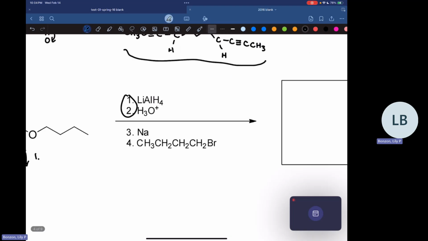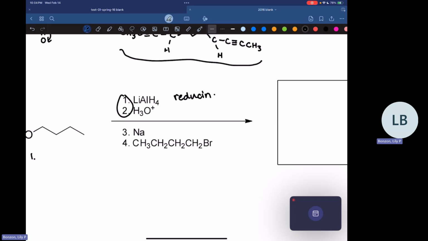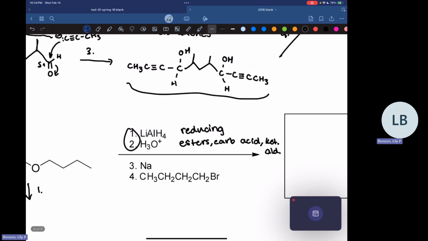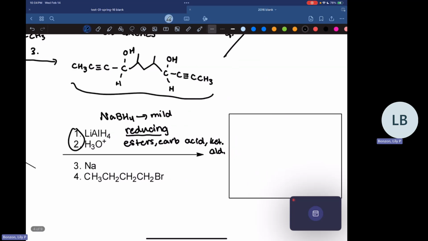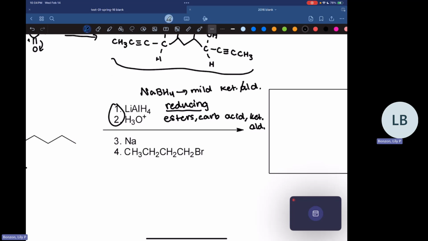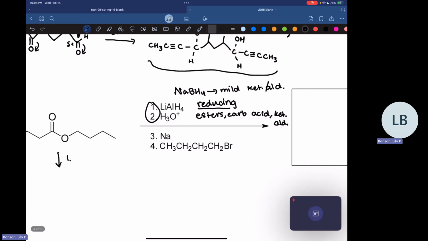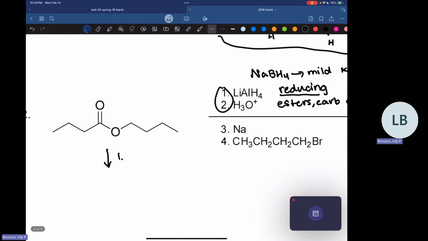And so what LiAlH4 does is it's a reducing agent, and it can reduce pretty much anything. You've got esters, carboxylic acids, ketones, and aldehydes. Now, the other reducing agent you might see is NaBH4, and this one is milder, and it only does ketones and aldehydes. So just keep that in mind. We're given the stronger reducing agent though, so we're just going to go ahead and reduce this ester.